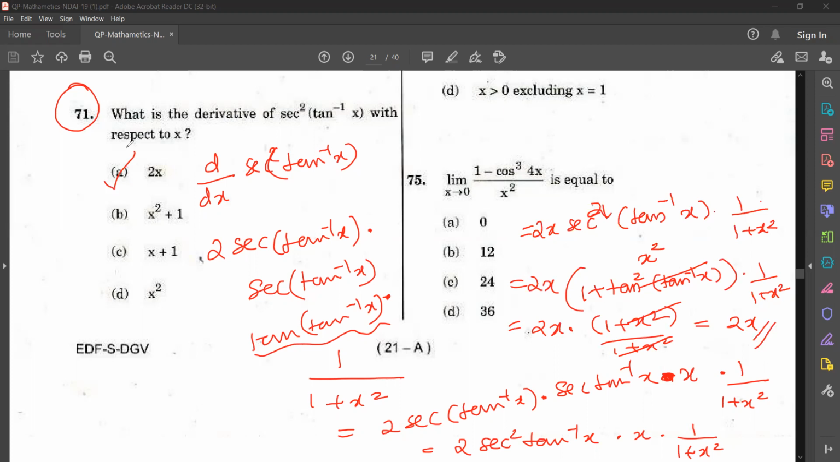So don't get confused while applying the chain rule. When to apply the chain rule? Whenever there is a function inside another function, you have to apply the chain rule. So see here, I have first taken the derivative of the square function. What is the derivative of x square? 2x. So 2 sec. Then applied the derivative of secant, sec x tan x. Then took the derivative of tan inverse, 1 by 1 plus x square. Okay. So you'll get the answer as 2x. Option A is the correct answer.